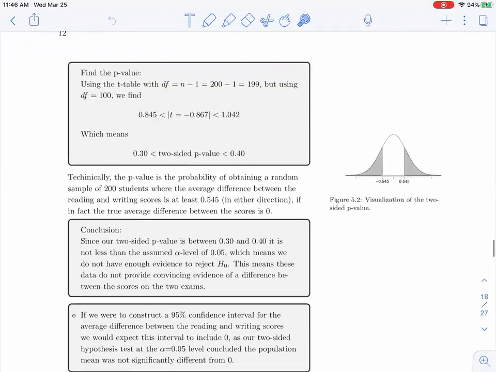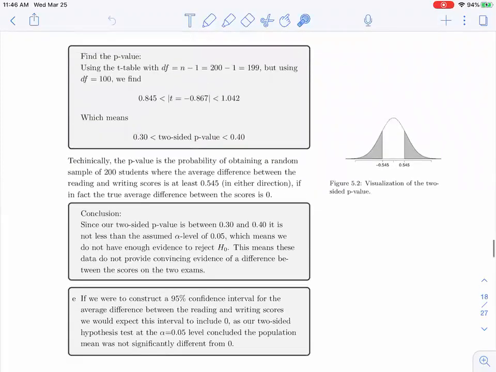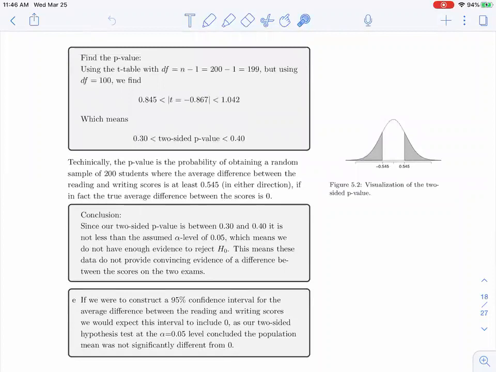And so here, right, both of these are larger than 0.05. So even though I've only got a range, I know my two-sided p-value is somewhere in here, and I can still use that to draw my conclusion. Okay. So what it looks like, oh yeah, so here, okay. I was wondering where the 0.545 came from, but it's our sample mean, of course.